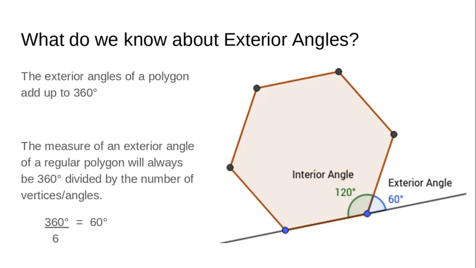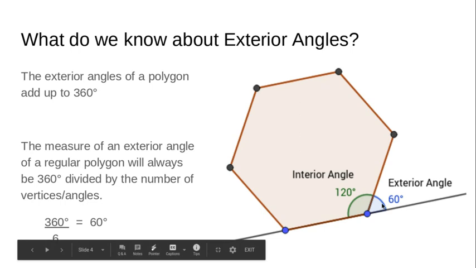So that also tells me that I can find the measure of the exterior angle of a regular polygon. Remember, regular means they're all the same. All the angles are the same, and all the sides are the same. If I do 360 divided by the number of vertices or angles or sides, so this is a hexagon, which means it has 6 angles or 6 sides. So if I do 360 divided by 6, I get this 60 degrees right here.